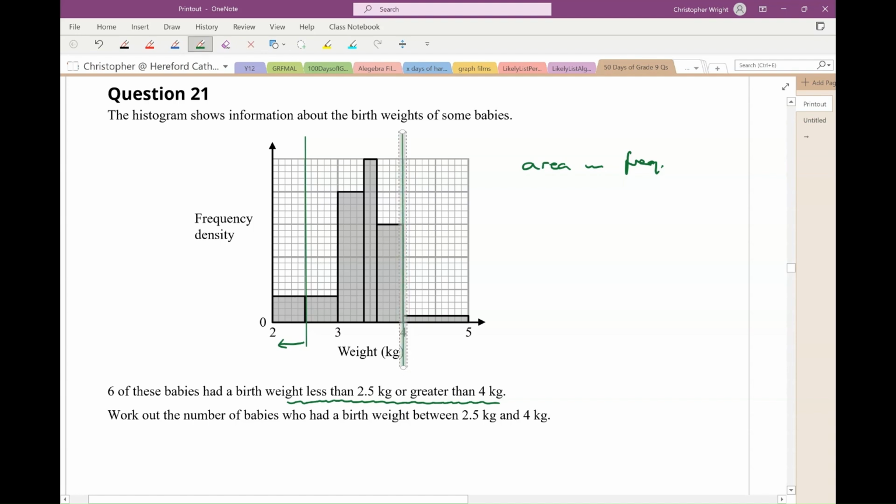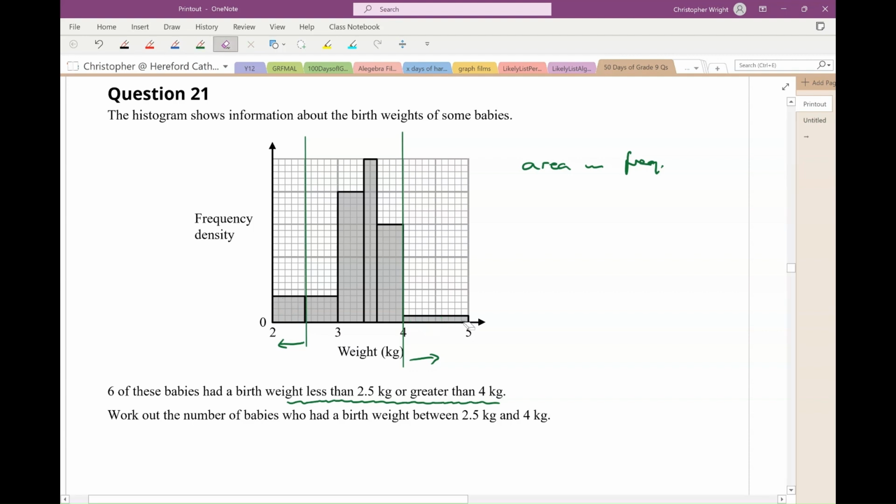So that lot. Right, so 6 of the babies are here and here. Work out the number of babies who had a birth weight between those two. Okay. Well, let's just have a think about these 6 babies first of all.